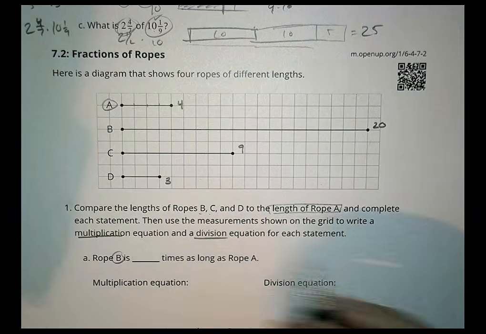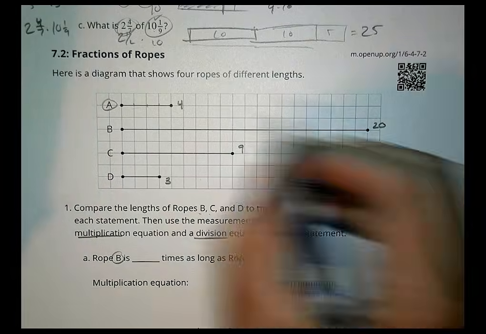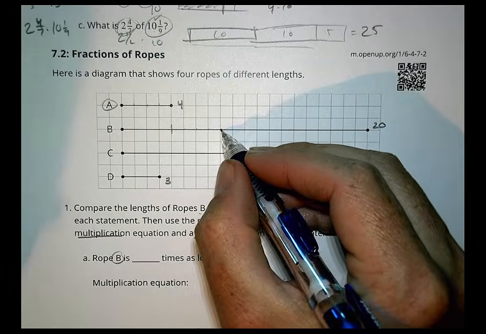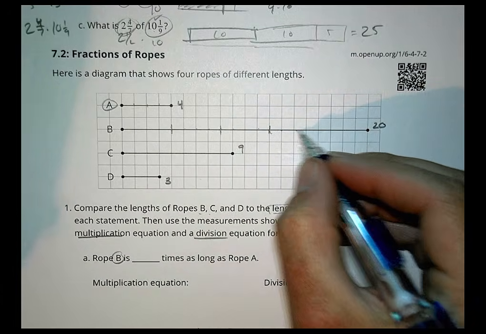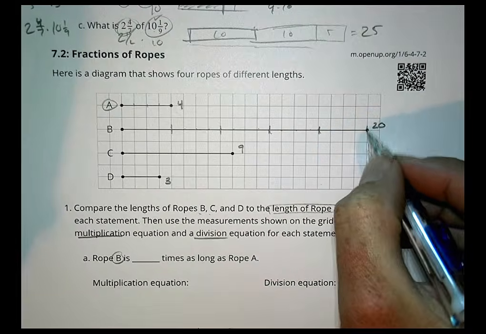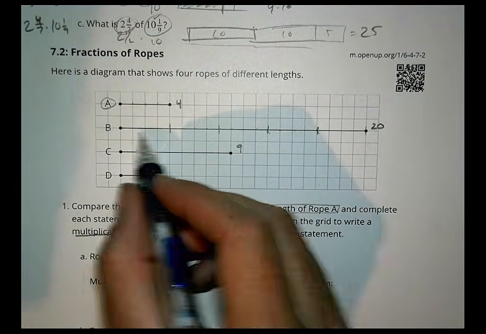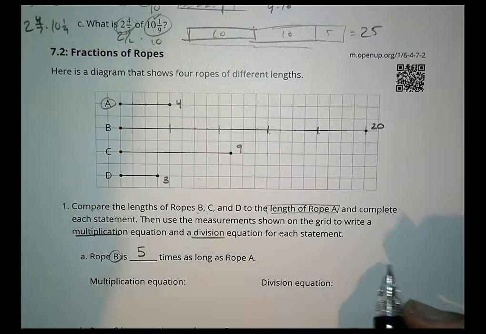So rope B is how many times as long as A? So B is here, and we can see that we have one group of 4, 2 groups of 4, 3 groups, 4 groups, and 5 groups of 4. So we can see that rope B is 5 times as long as rope A.